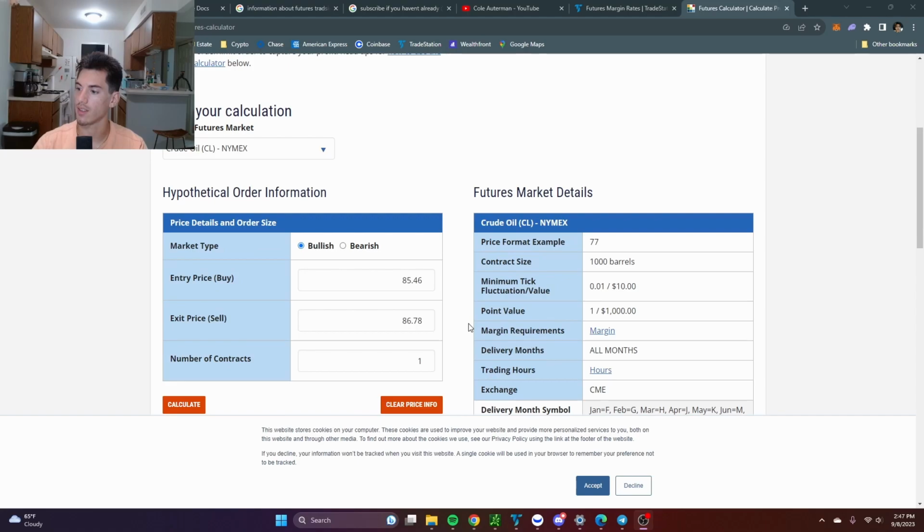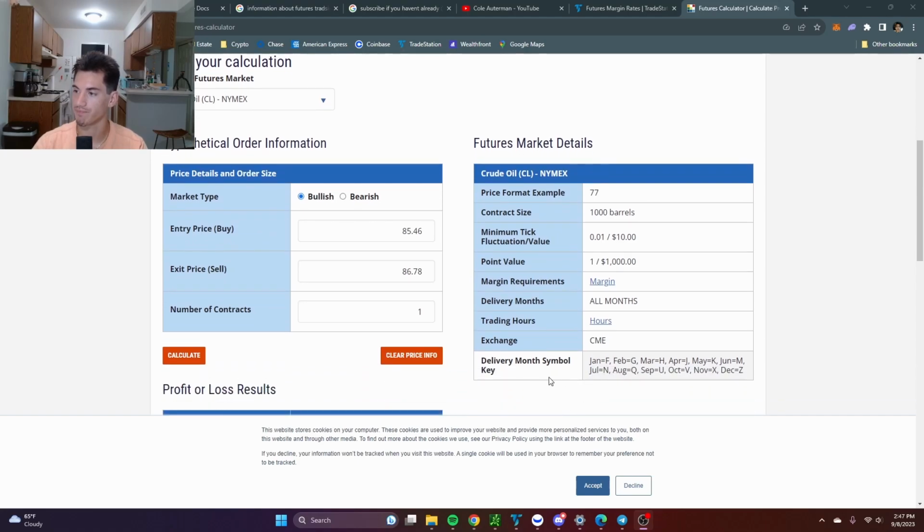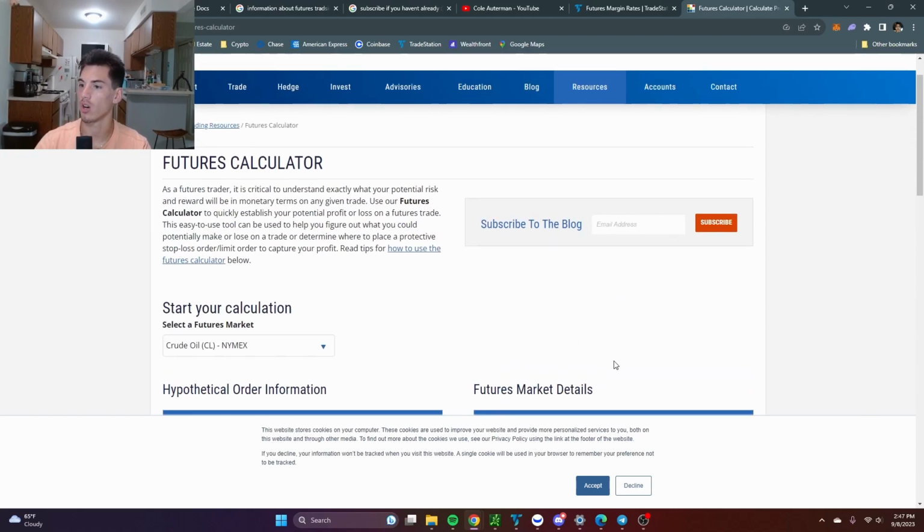I think that is basically it. You can basically see the delivery month symbol key right here. January's F, February's G, March H, April J, May K, June M, July N, August Q, September U, October V, November X, December Z. So again, you don't need to memorize this stuff, but why not just tell you guys? So anyways, I think that is basically all you need to learn just for some information about futures.